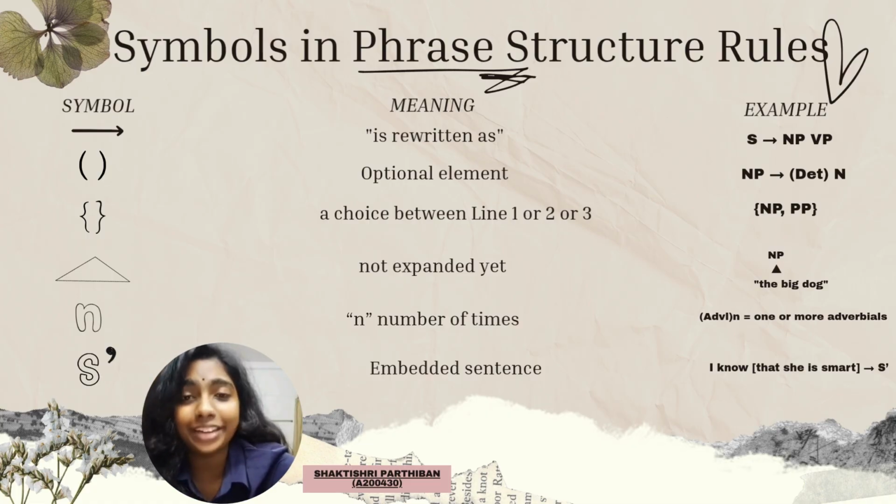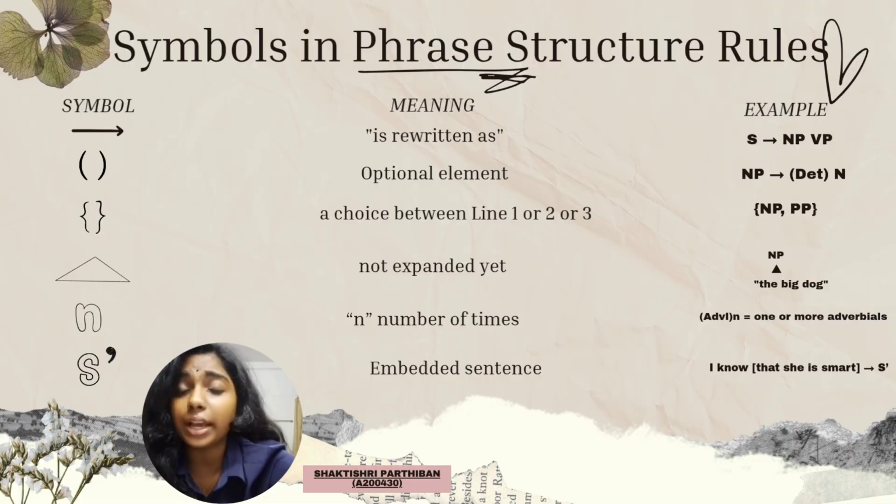We also have N, which stands for repetition, one or more times. So ADVL in brackets and N means you can have one adverbial or several, like quickly, in silence, or on next Monday. Next is S prime, written as S apostrophe. This symbol stands for an embedded sentence, a full clause inside another sentence. Like in I know that she is smart. The part that she is smart is the embedded clause.